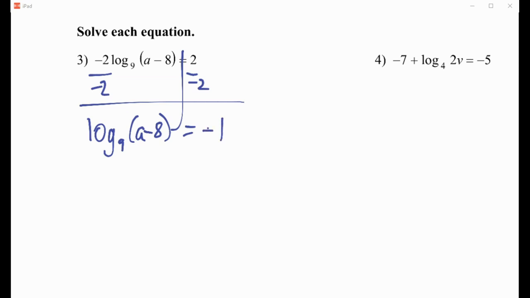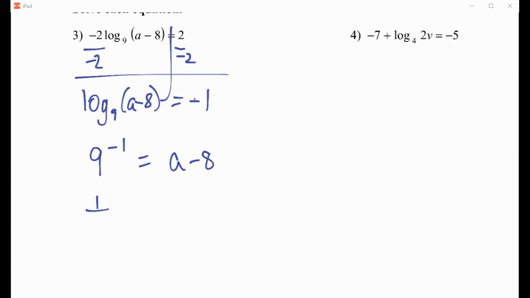And then I rewrite it as a log. So the base of my log is the base of my exponent. So I've got 9 and then the other two switch. So 9 to the negative 1 power equals a minus 8. 9 to the negative 1 is 1 over 9, which is about 0.111 continuing.